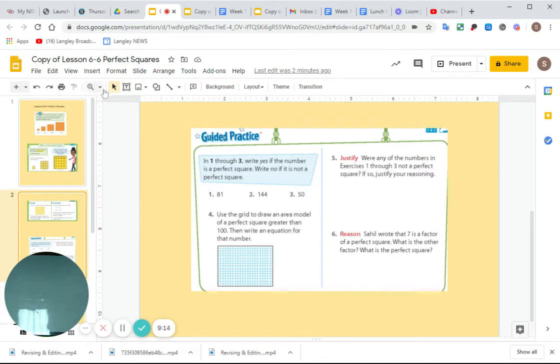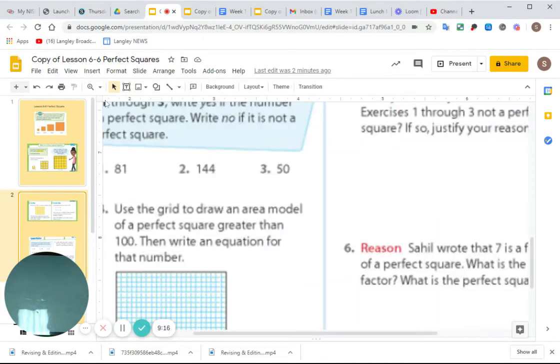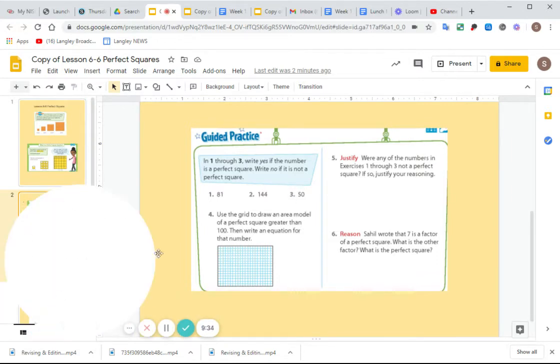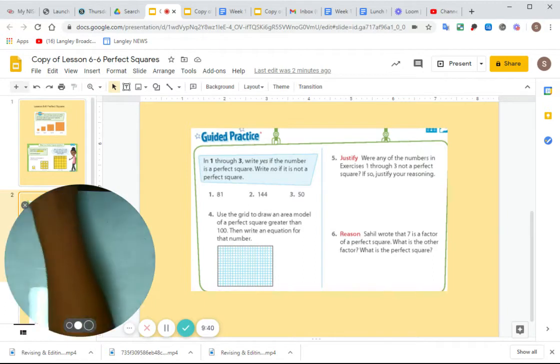Let me go to the next slide. So we're looking at slide 2. Let me zoom in a little bit and see how we do. Oh, that's too much. I don't want it that much. Okay, so we'll leave it like that. Now, looking at this first box here for the guided practice, it says in 1 through 3, write yes if the number is a perfect square. Write no if it is not a perfect square. So you should hopefully be able to still watch my little circle here. You can't really miss it. It's off to the side.